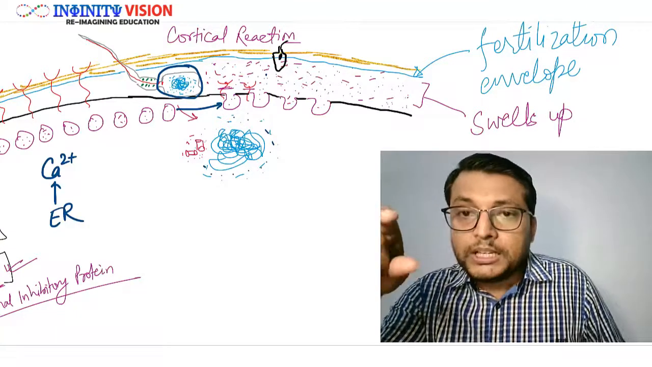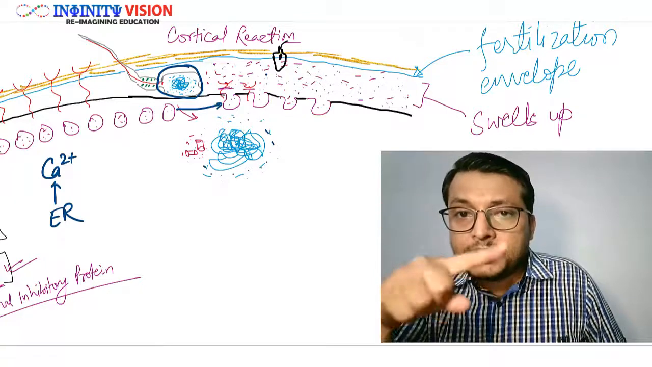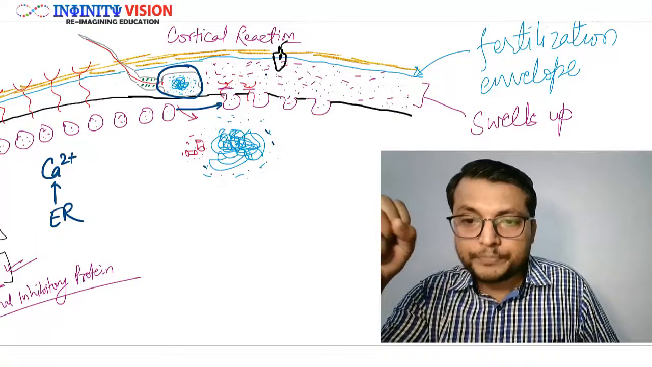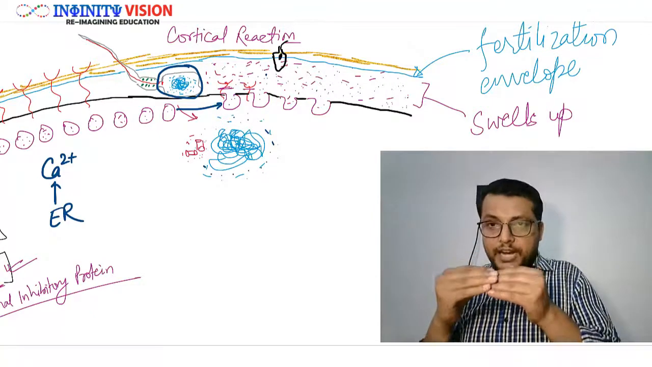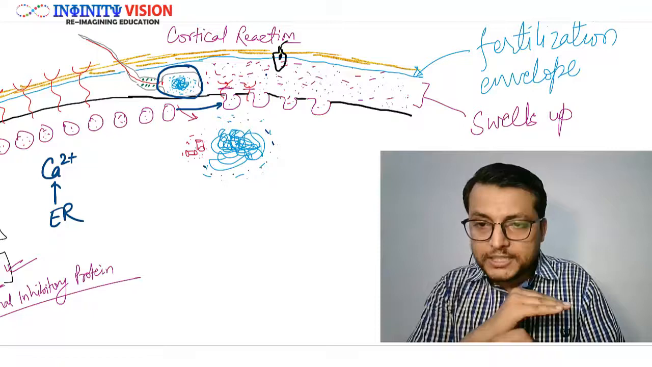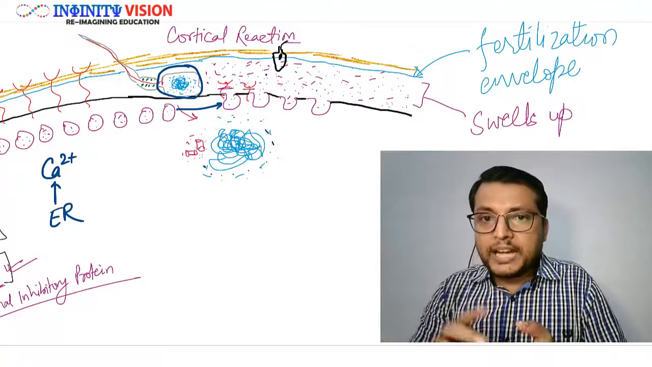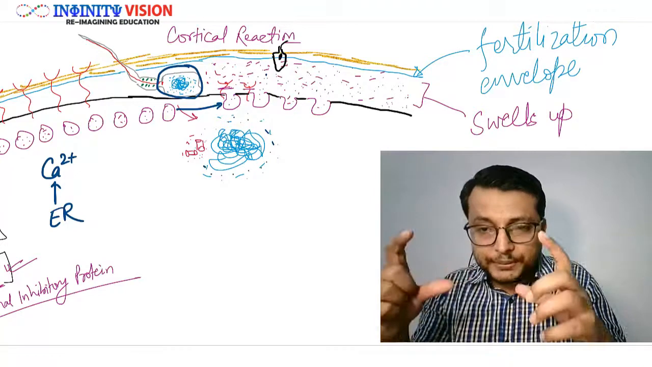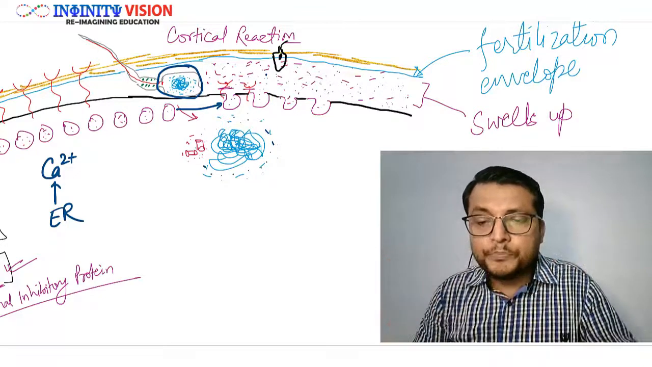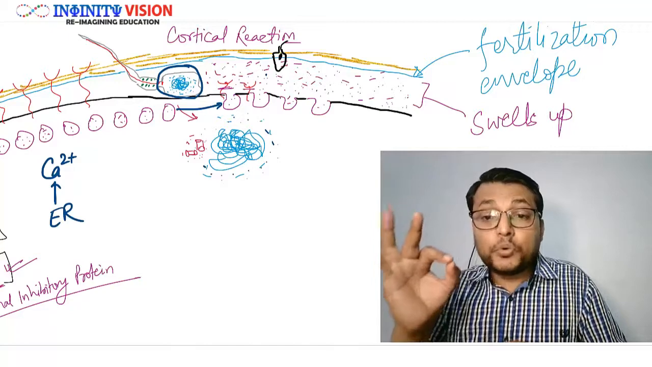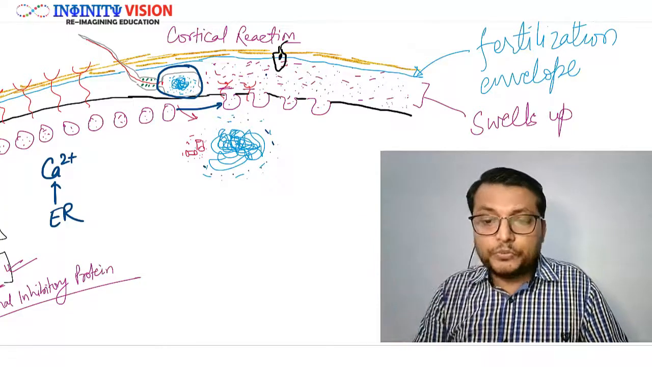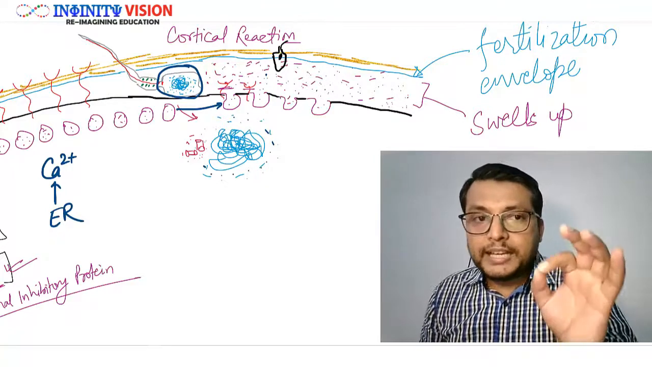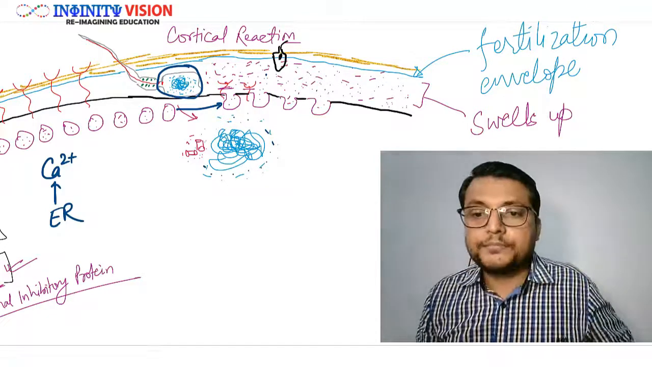Now in the fertilization membrane, the zona pellucida part becomes very hard. At the same time, all the sperm receptors have been destroyed, and the perivitelline space is filled with a matrix which has swelled up. Now all this together ensures that no other sperm will enter into the secondary oocyte after the entry of the first sperm.